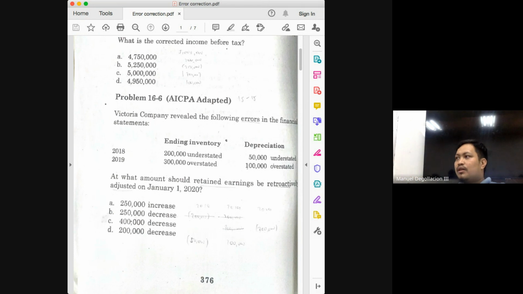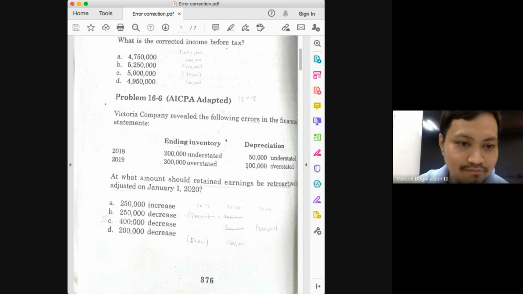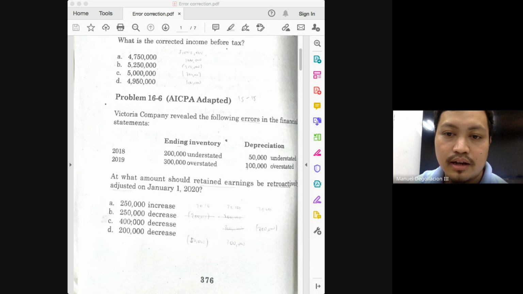Again, practice on problems more first before you try to adopt the application of your counterbalancing error. You can still arrive at the correct answer by individually going over the errors. Let's have the next problem.